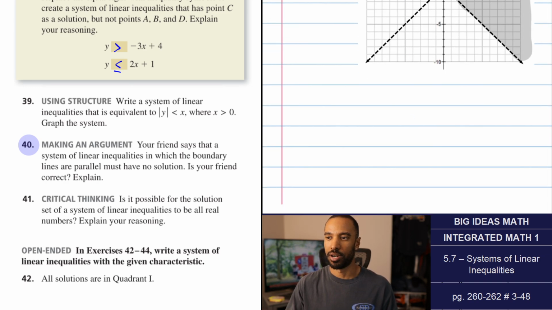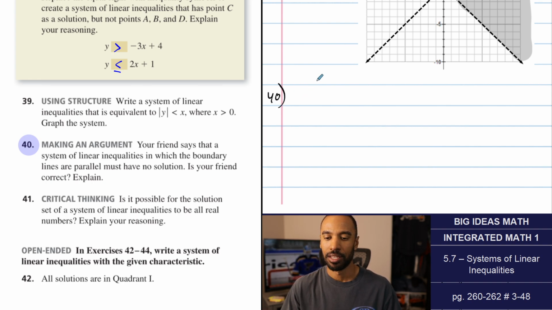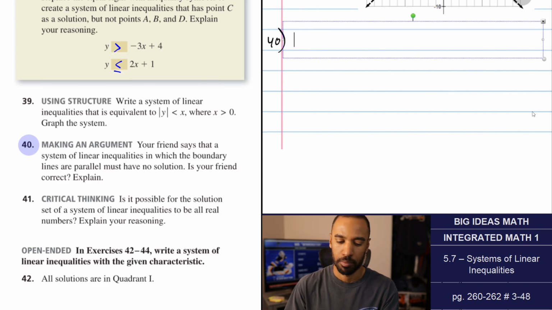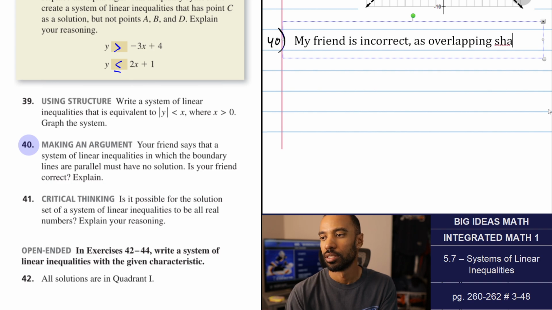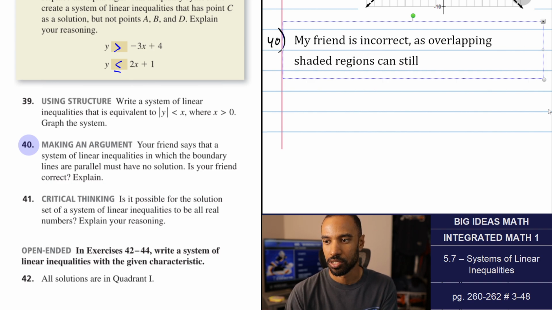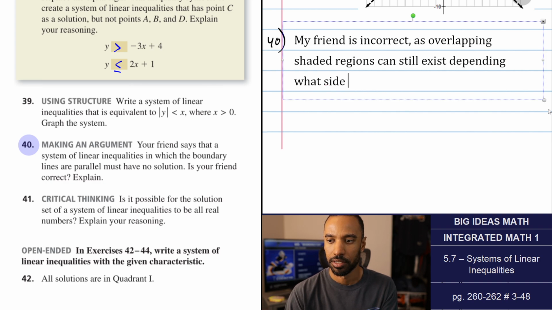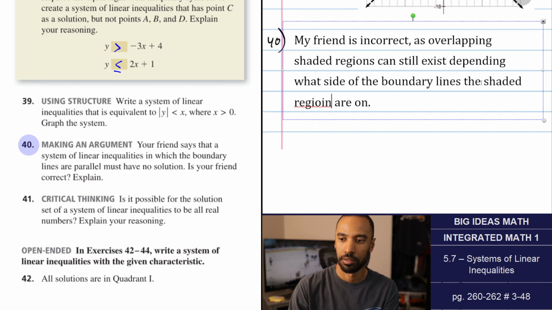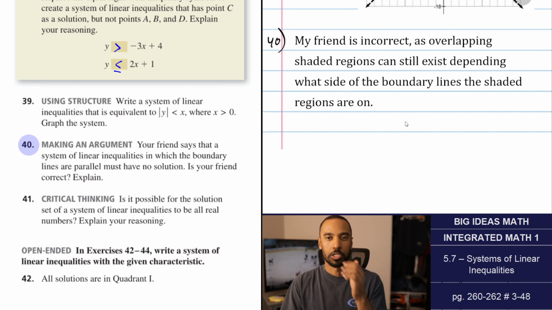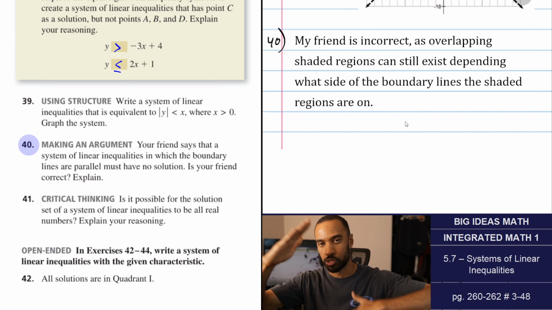So, number 40. They say explain, but they could overlap depending on which side of the boundaries they're on. So, my friend is incorrect, as overlapping shaded regions can still exist depending on what side of the boundaries they're on. The shaded regions are on, right? So that's kind of what we're saying there. It's only when like above this one and below this one, it's a no solution set, things like that.